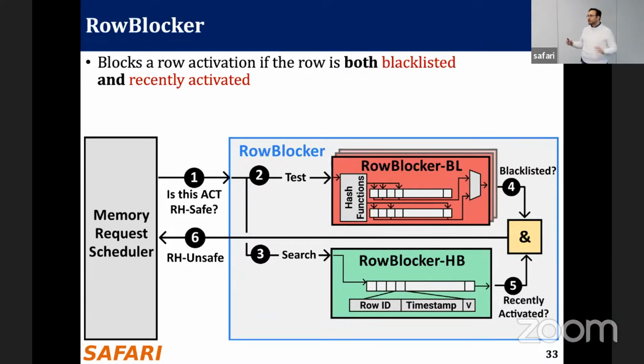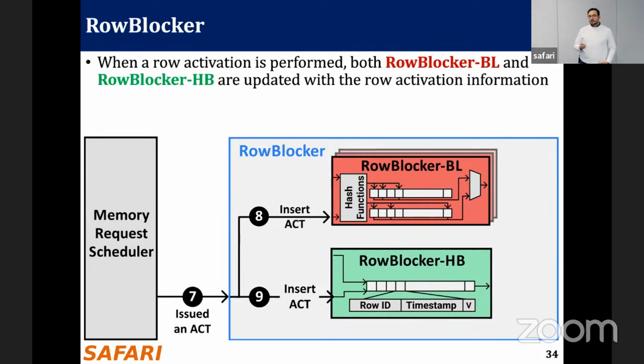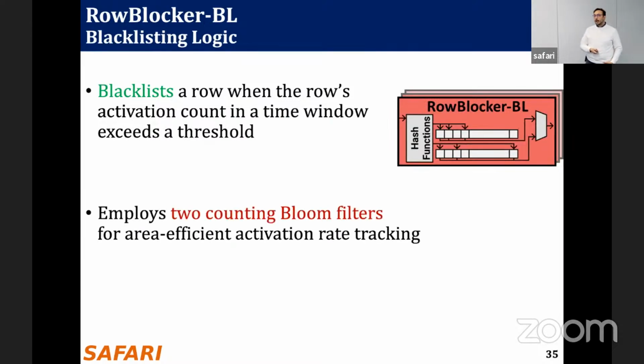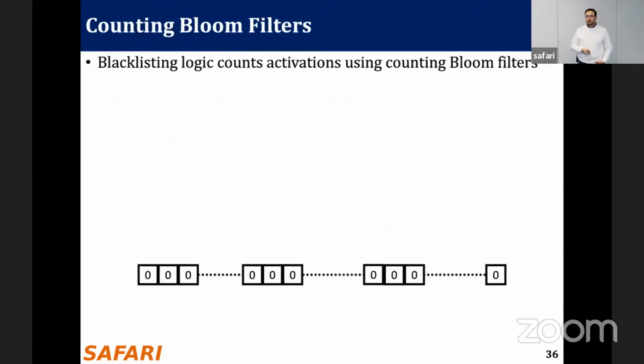So it doesn't stop all the memory accesses in the system, but selectively throttles or delays some of the activations. Once the memory request scheduler eventually activates a row, it inserts this row activation information into these two components in parallel. This is how we implement RowBlocker-BL. It blacklists a row when the row's activation count in a time window exceeds a threshold. To do so, it employs two counting Bloom filters for area-efficient activation rate tracking.